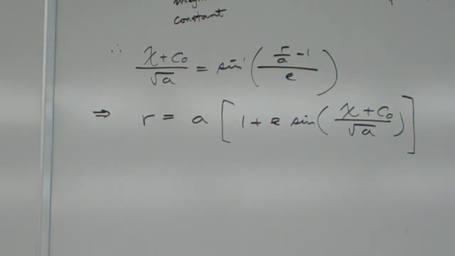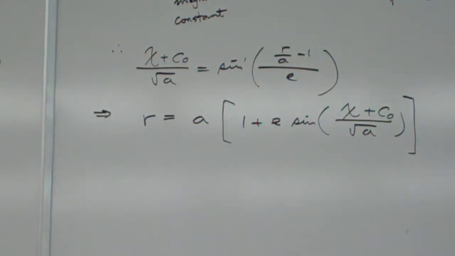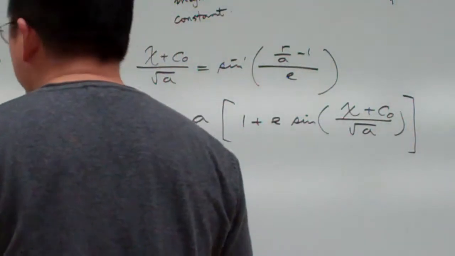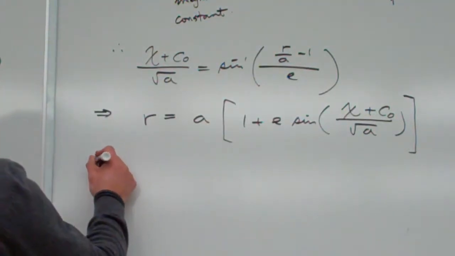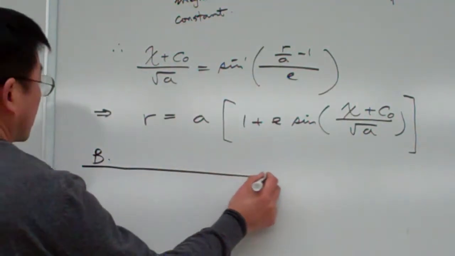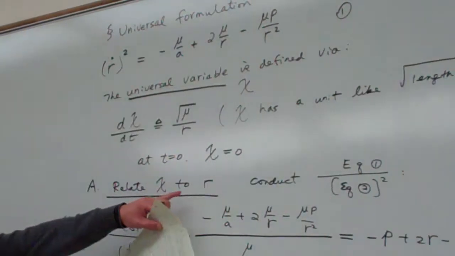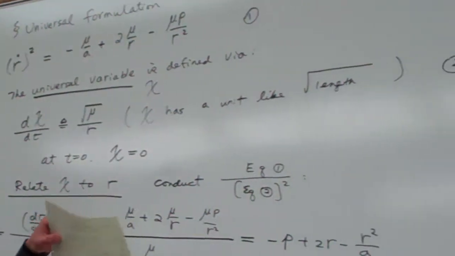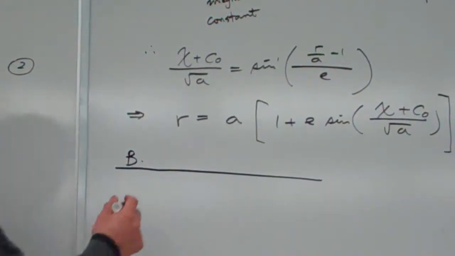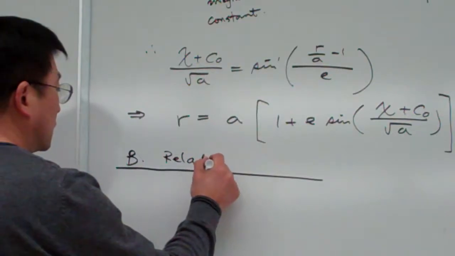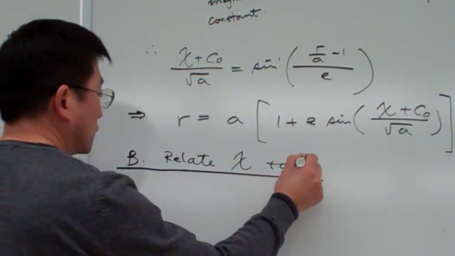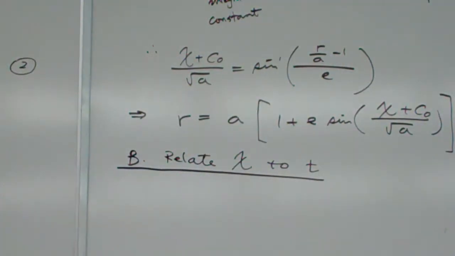And in addition, the next step is, for our Kepler's problems, we are not only concerned about the positions, but another important factor is time. So here I'm going to relate the universal variable to time, the time of flight.